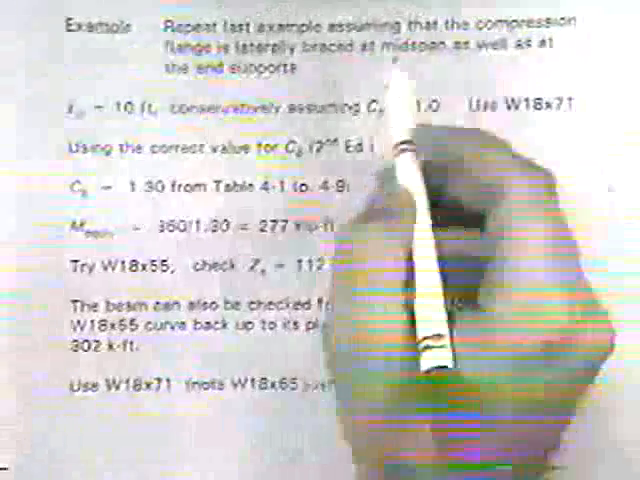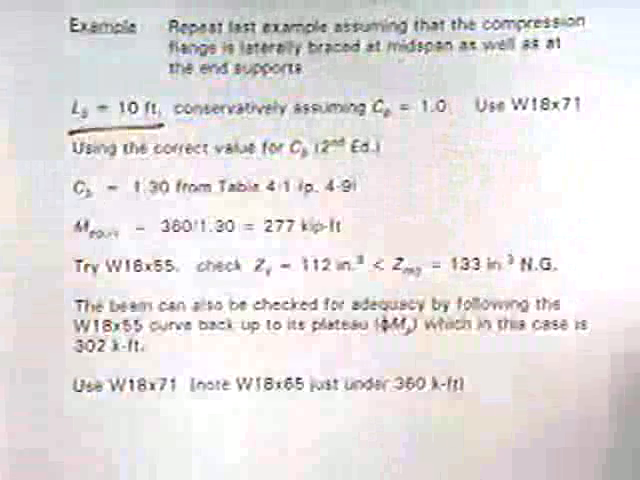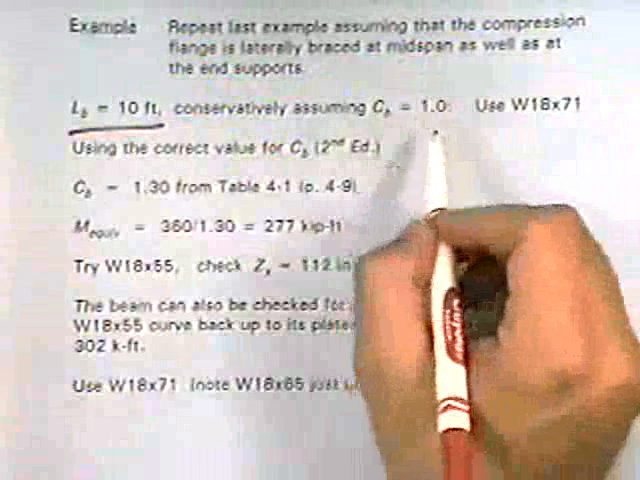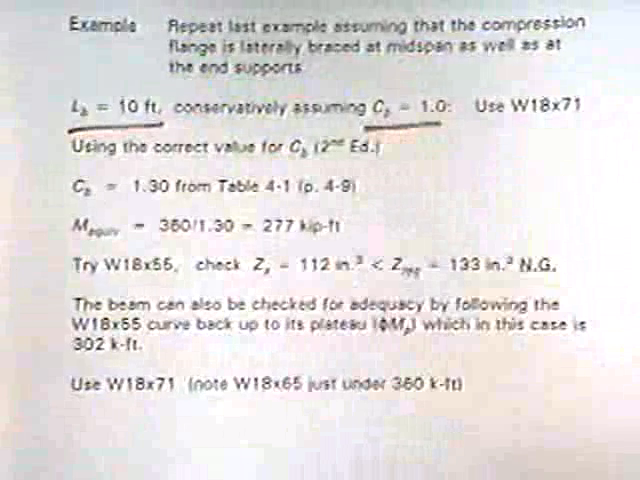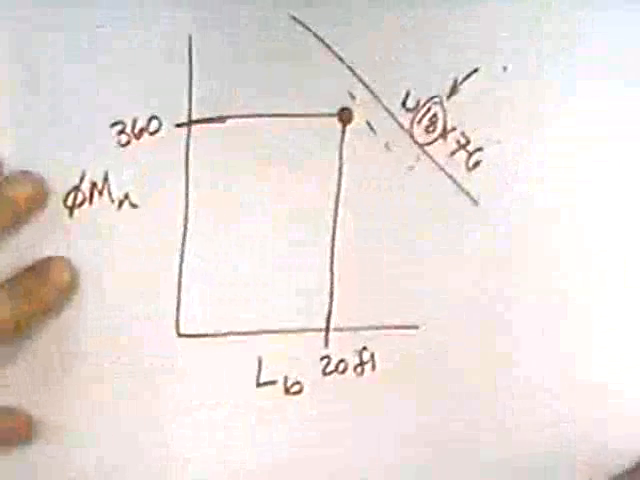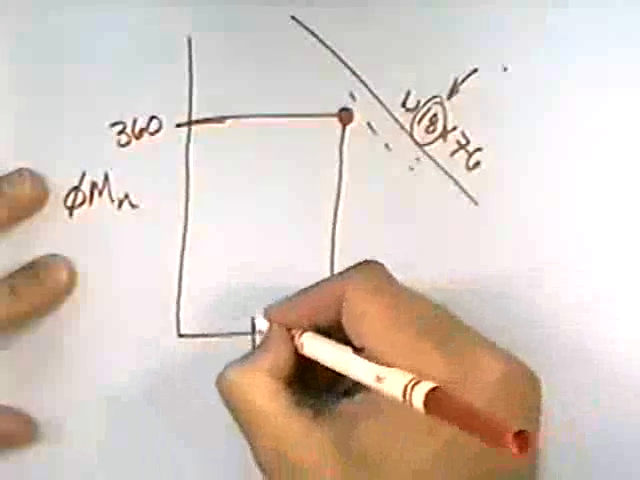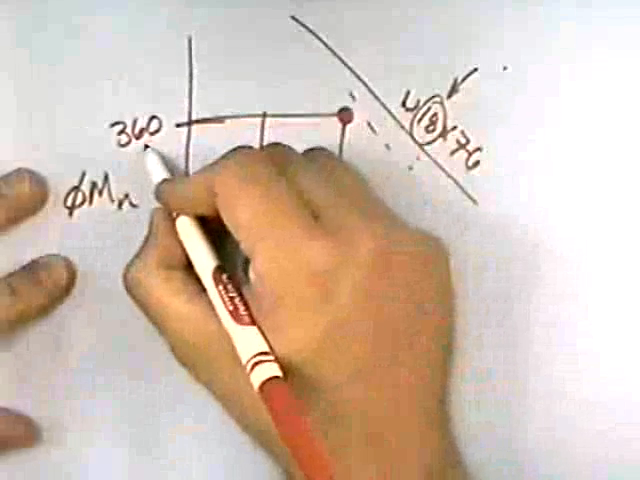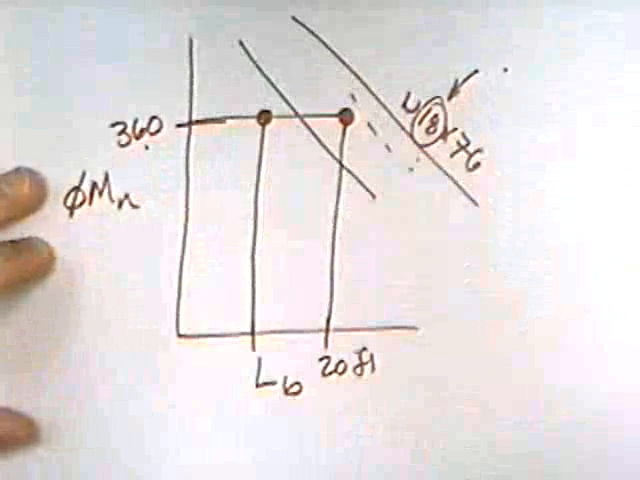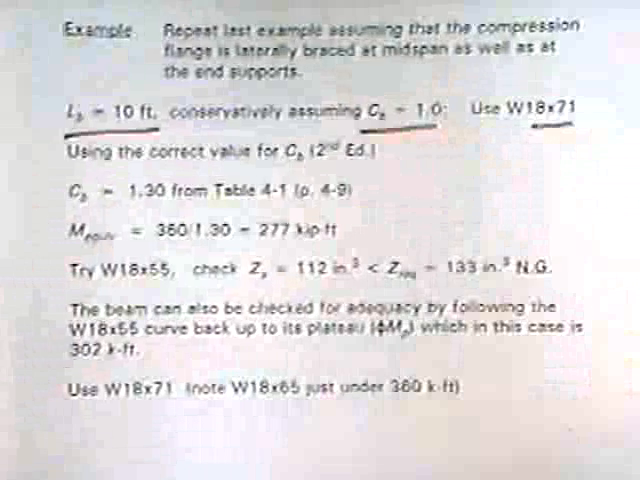If we go back and say, well, what if we have a bracing point at midspan? What that does is it gives you a new unbraced length of 10 feet. Now, if you conservatively assume, again, that C sub B is equal to 1, now going back in, instead of going in with 20 feet, you go in with 10 feet. You're still going in with the same design moment, but now you can probably pick up a lighter W18, and in fact, in this case, it's a W18 by 71.